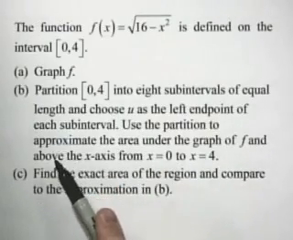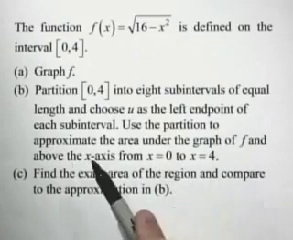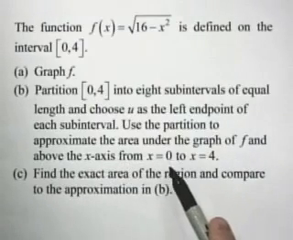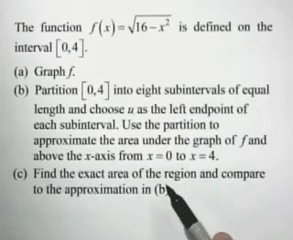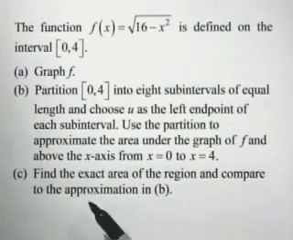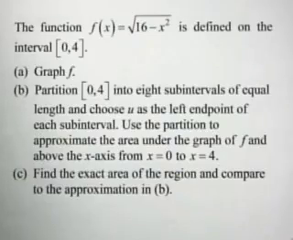Then we'll use our partition to approximate the area under the graph of f and above the x-axis from x equal to 0 to x equal to 4. Then lastly, we'll find the exact area of the region and compare that value to the approximation from part B.